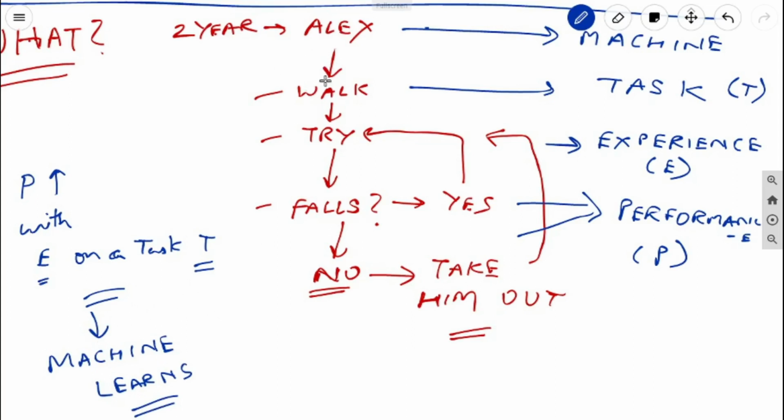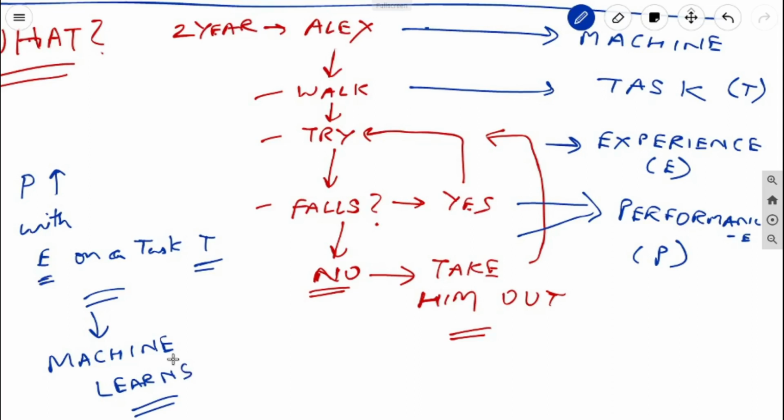Here, when Alex was walking, trying, falling, and then trying again, no one was there to help him. He was doing it automatically by himself. No one was forcing him to walk. Similarly, when a machine is performing a task T, it is gaining experience E, and the performance increases automatically. It is learning automatically with the experience. When this happens, we can say that the machine is learning. So this is a very basic general definition of what machine learning is.